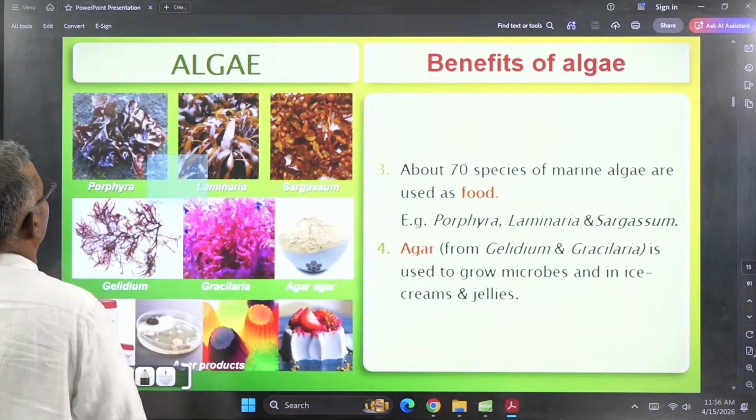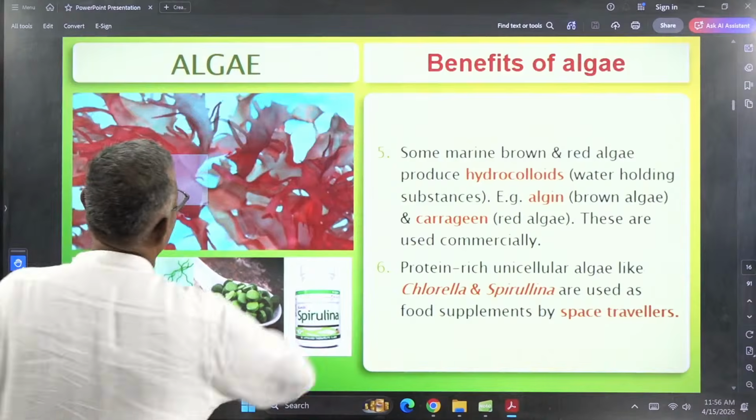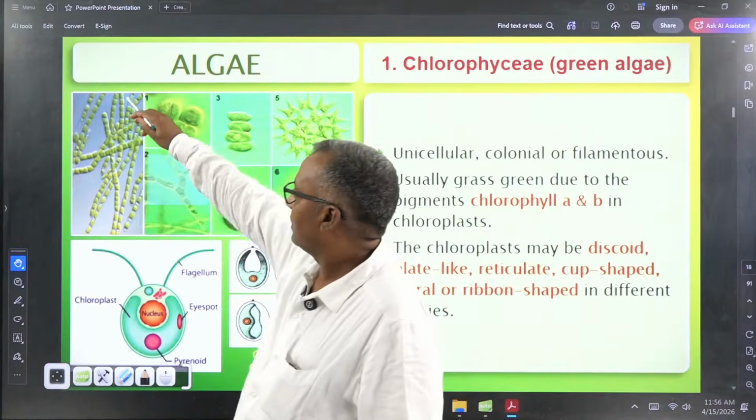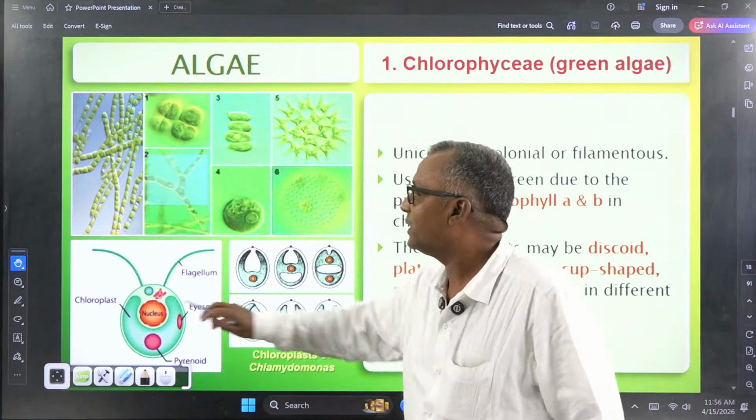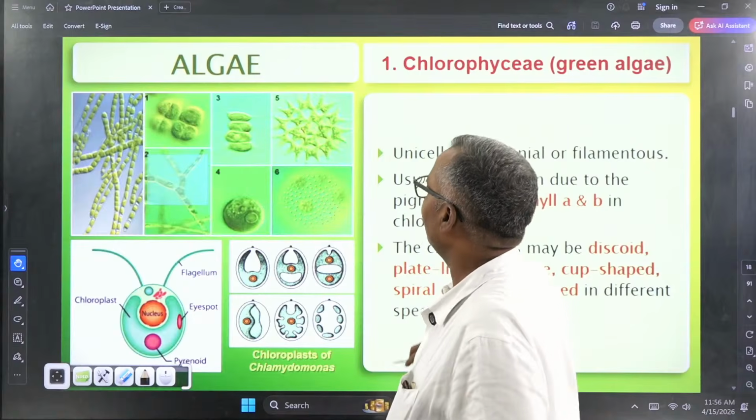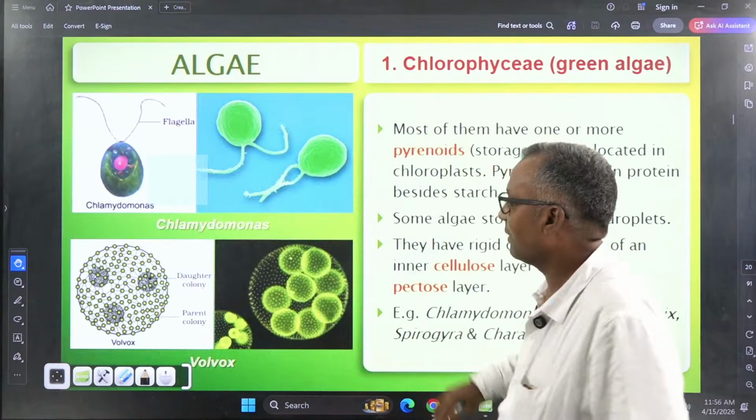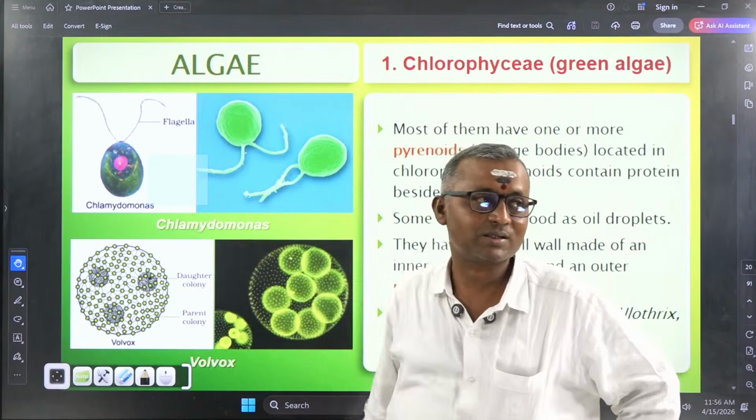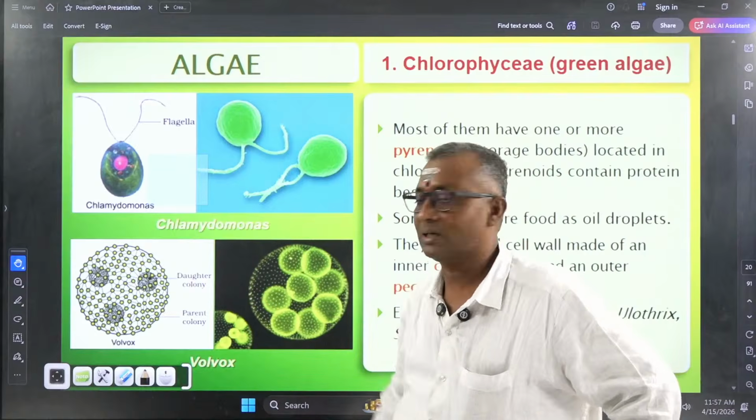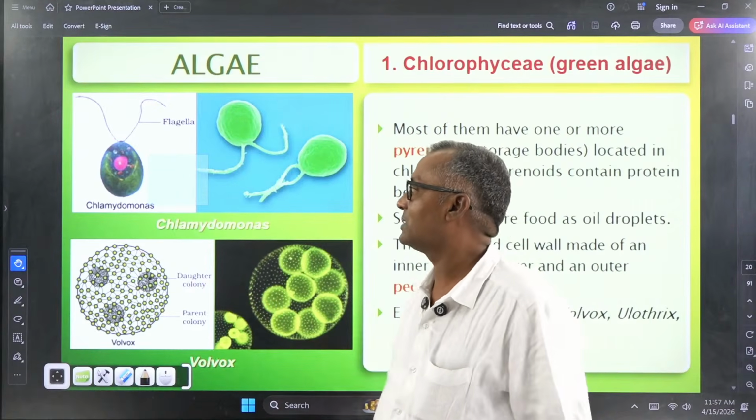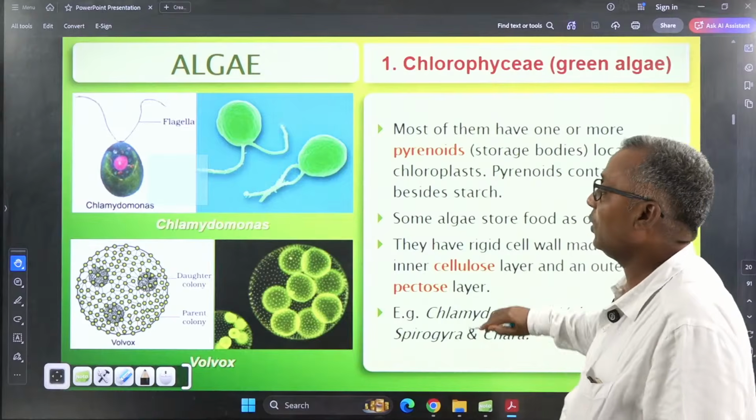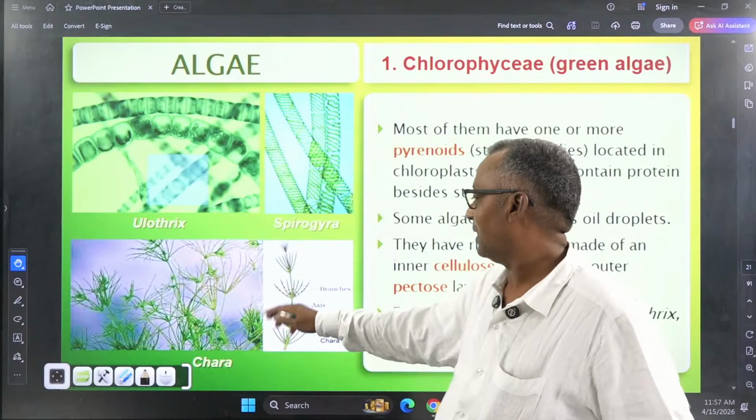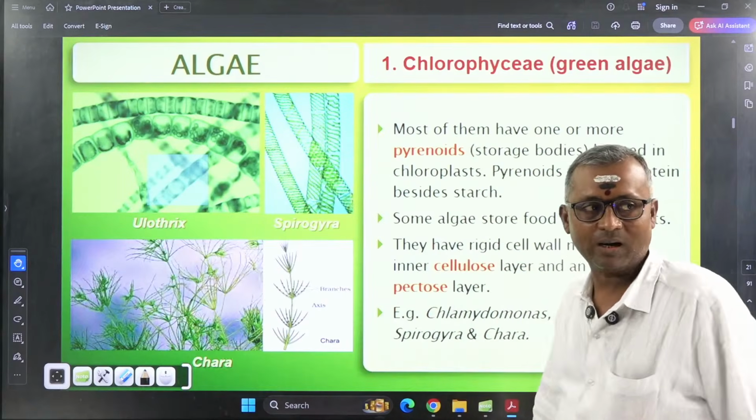Now look at here. Now you can see here, this is filamentous algae. This is unicellular algae. Okay. And we also have colonial algae. Now this is colonial. This is the diagram which is also there in your NCERT book. It is nothing but Volvox. And this is unicellular algae, that is Chlamydomonas. Now these are all filamentous algae. And this is Chara. This is also a kind of algae.